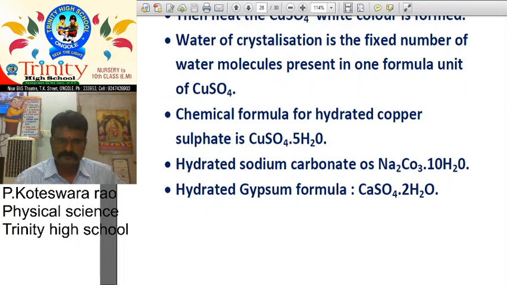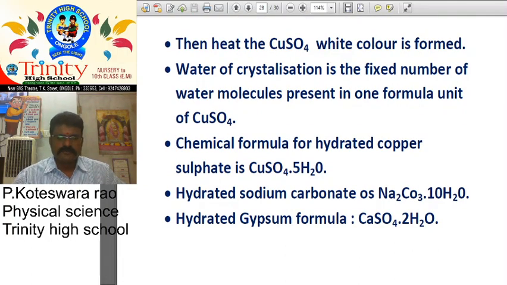Then heat the copper sulfate, we already told, white color is formed. So what is the mechanism here? While heating, water is eliminated. So the color changes into white color. If you add 1 or 2 drops of water molecules, you will get a blue color. So that one is nothing but water of crystallization.